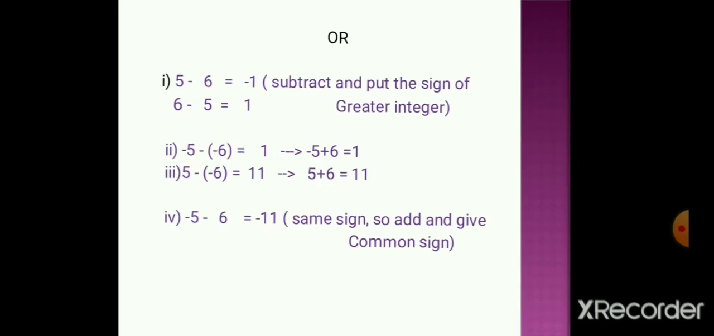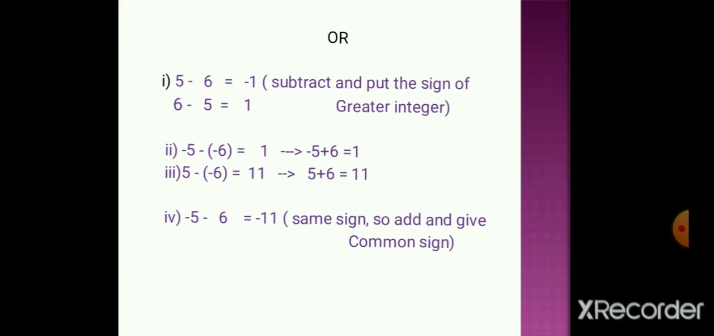Okay, if it is confusing, you can use this one also. That is, the first one is 5 minus 6. That is, you have to subtract two positive integers. Then what you have to do? Look at the sign, 5 minus 6. There are two different signs, so you have to subtract and give the sign of the greater integer. Here the greater integer is 6, its sign is negative. Subtracting 6 minus 5 we get 1, and the sign of the greater number is negative, so the answer is negative 1.